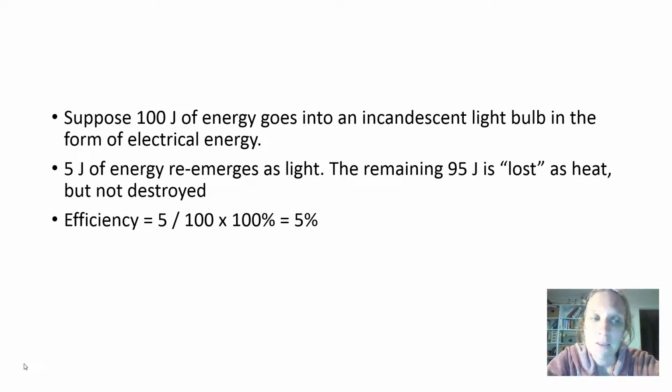So in this case, it's 5 joules of useful light energy divided by 100 joules of electrical energy that we put in, multiplied by 100%, to give us 5%. So the electrical efficiency of our incandescent light bulb, in this case, is 5%.